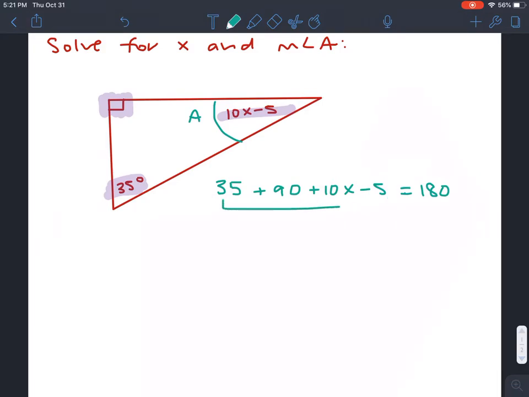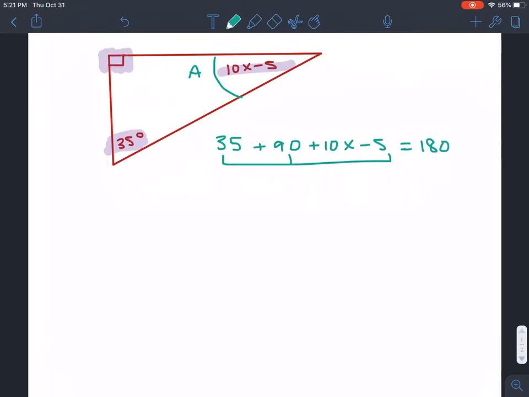We do want to pay special attention to our like terms. So again, these can be in any order, and I want to add up 35, 90, and minus 5. So I'm going to have 35 and negative 5, that gives me 30. So 30 plus 90 is 120, plus 10x equals 180.